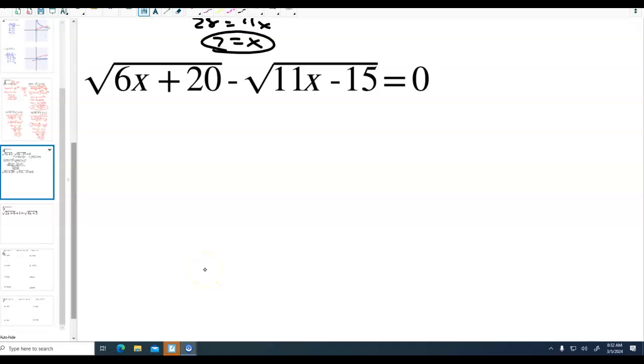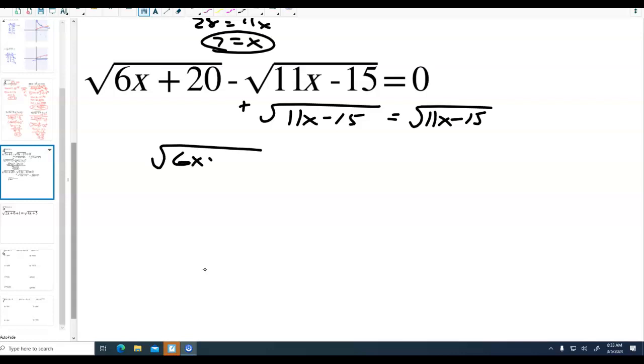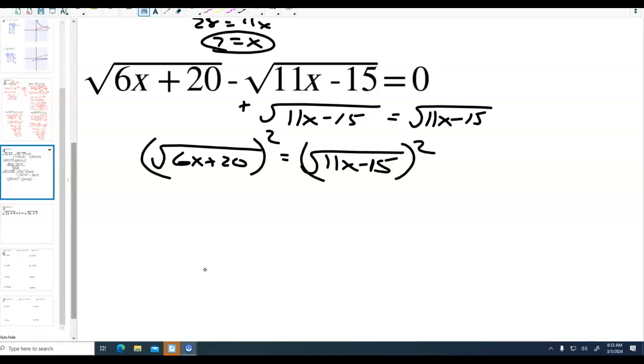All right, so when I go through this, we're going to add 11x minus 15. And for those of you who were not here, I actually made a quick careless mistake here that we're going to have to deal with. I magically changed that minus sign to a plus. So when I square both sides, I'm left with 11x minus 15.